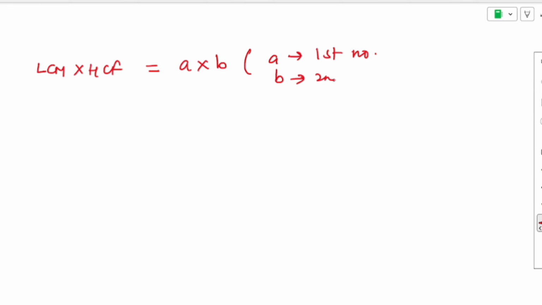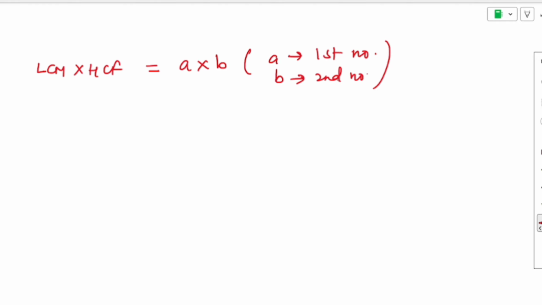Okay, if we have numbers, then we can calculate the LCM and HCF by using prime factorization, but we have a formula for LCM and HCF: LCM into HCF equal to A into B. What are A and B? A is the first number and B is the second number.